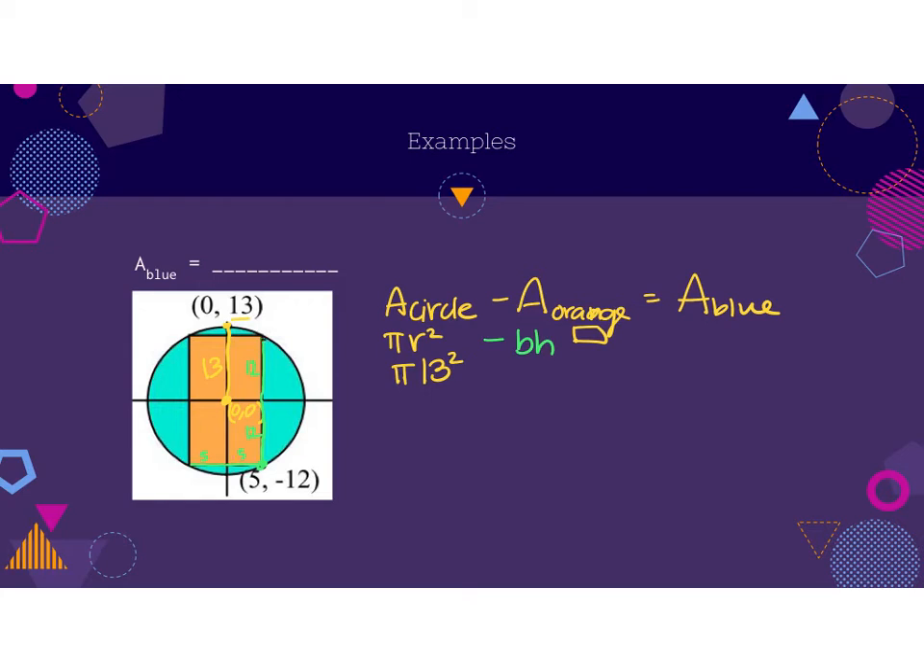Now I know 12 plus 12 is 24, and 5 plus 5 is 10. So we are going to do minus, over here our base is 10 and the height of the rectangle is 24. So now we can keep solving. 13 squared is 169. Pi minus 10 times 24 is 240.